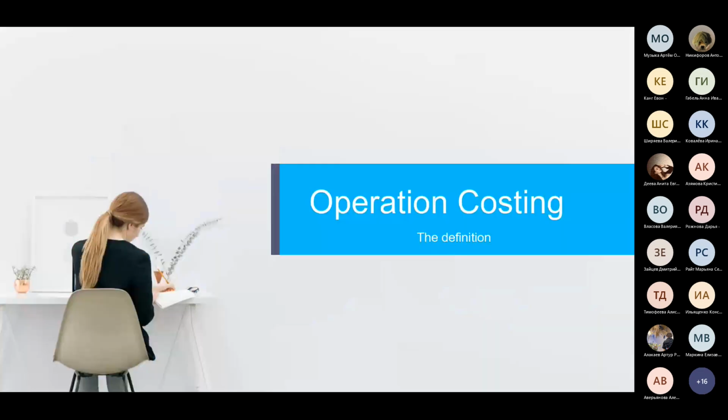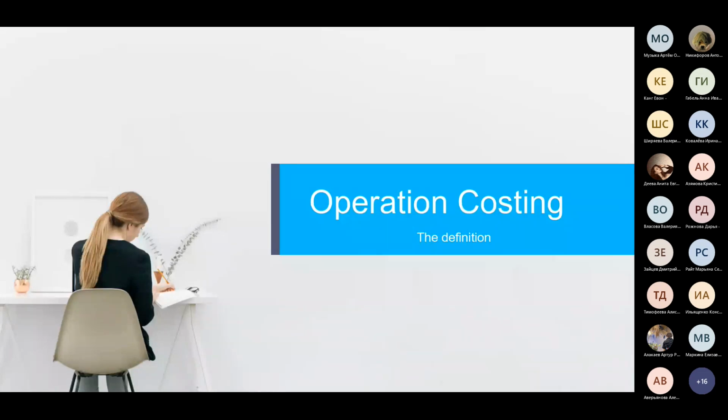So, any questions about the process costing system? Do you have any questions? Is it clear what is the basic difference between job order costing and process costing?